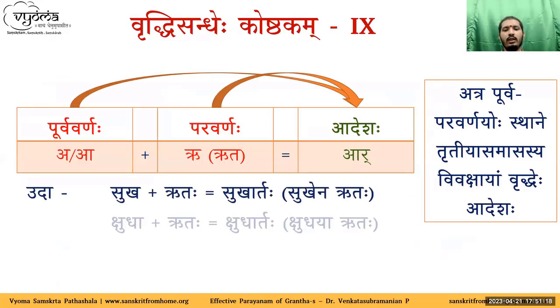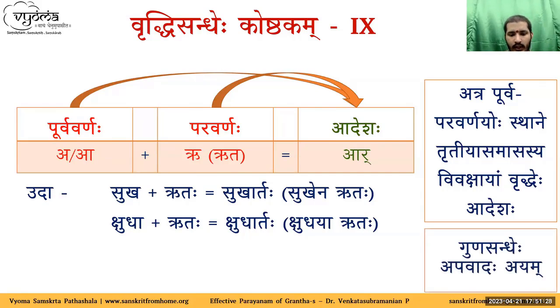Kudha Ritaha Kshudhartaha Kshudhaya Ritaha iti tatra Chedaha bhavati. So again, this is an exception for Gunasandhi. So in Vriddhisandhi, we have seen 9 types of rules, among which the first one was a general rule. The rest were either an exception for Gunasandhi or an exception for Pararupa Sandhi. So how to remember all these rules?